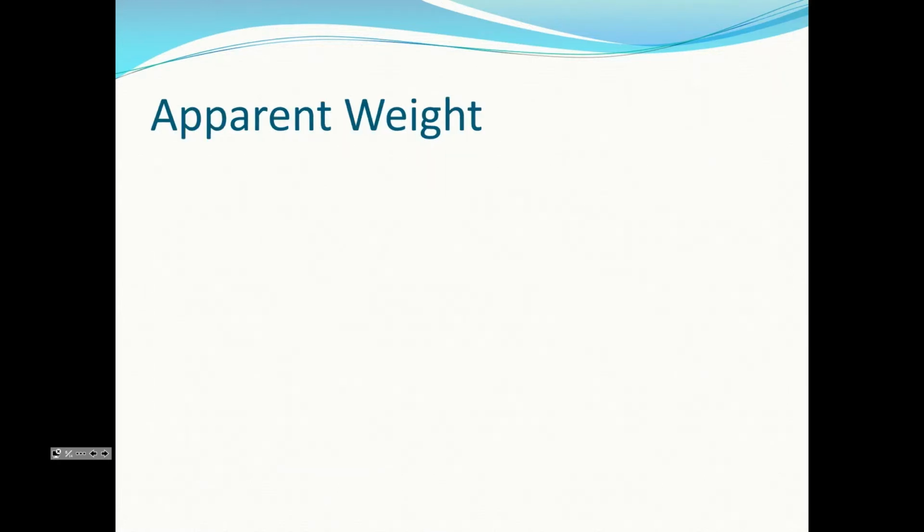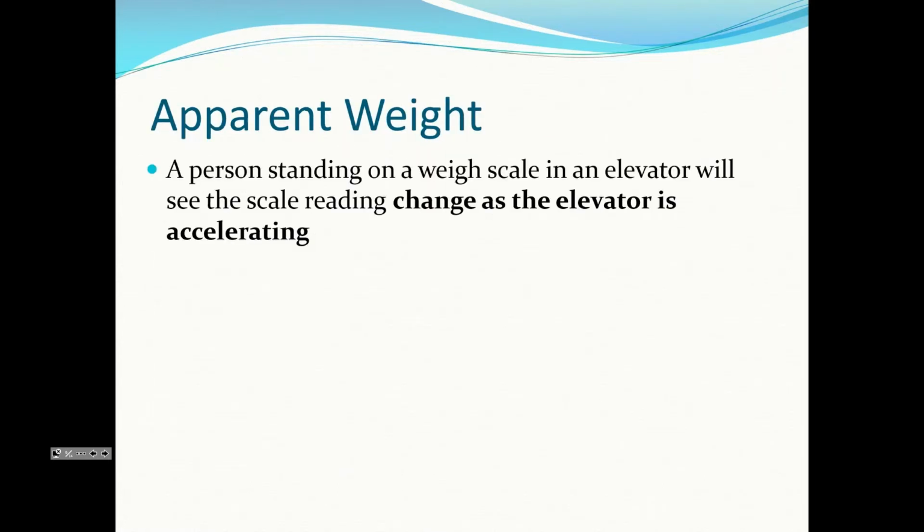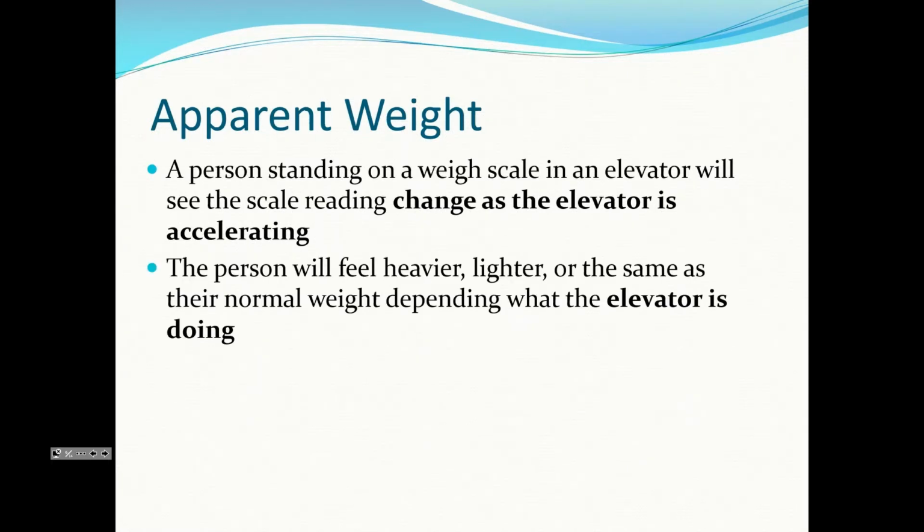So you need to know what the term apparent weight means. A person standing on a scale, just like a regular bathroom scale, in an elevator will see the scale reading change as the elevator is accelerating. This is because there are different forces acting on it than normal. Normally you just have normal and gravity and it takes the reading from that, but now you have this force of tension that makes things different, and they can be bigger or smaller than the other one.